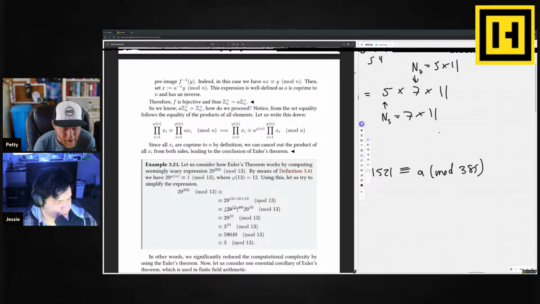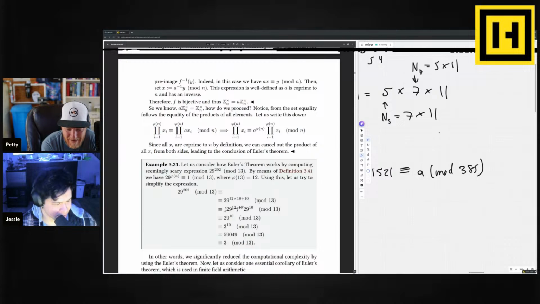So the product from i equals 1 to phi of n of x sub i is congruent to the product of, I'll just read it, the products of a x sub i from i equals 1 to phi of n mod n. How do you read that arrow? I forget. Implies. Okay, or can also be rewritten as. It follows that.